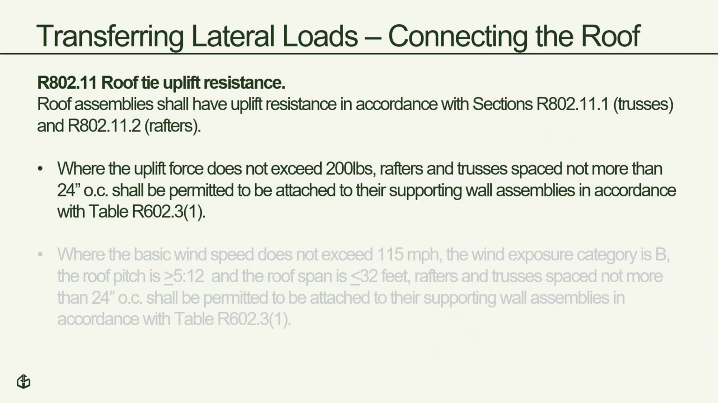Another load to consider is uplift from wind. The code requires connections to resist uplift, which must be capable of resisting the uplift loads as determined in Table R802.11 or determined by engineering, which may be from the truss design documents. Where the uplift force does not exceed 200 pounds and the rafters are spaced no more than 24 inches on center, the connection is permitted to be achieved by prescriptive nailing per Table R602.3(1) only.